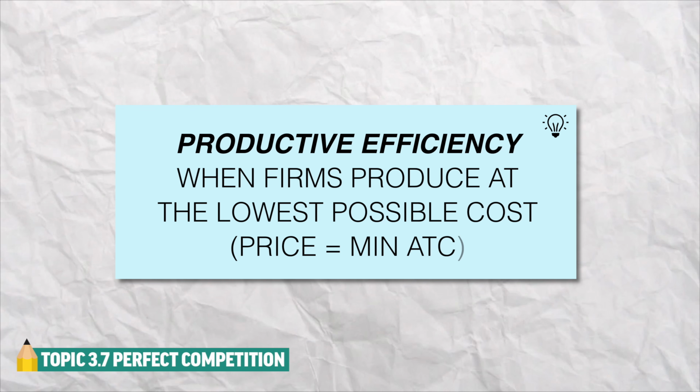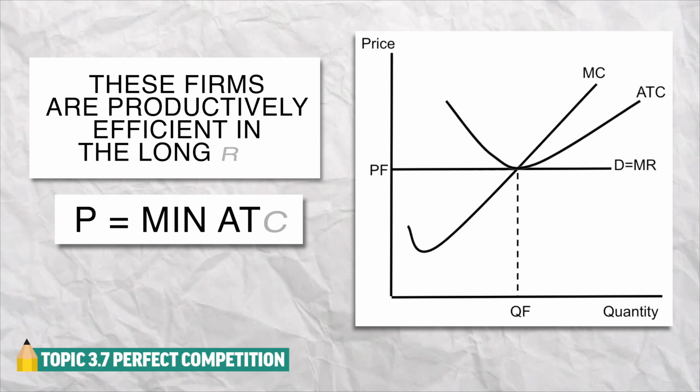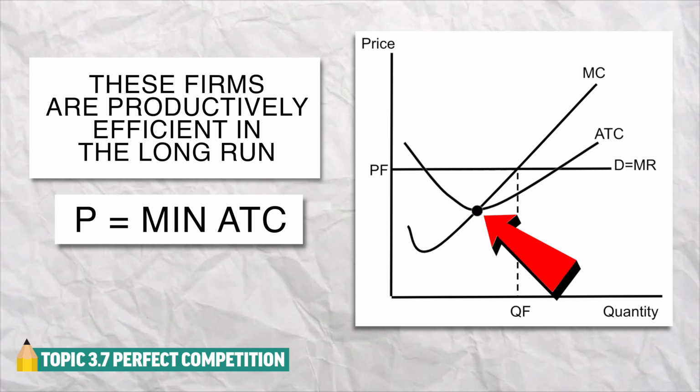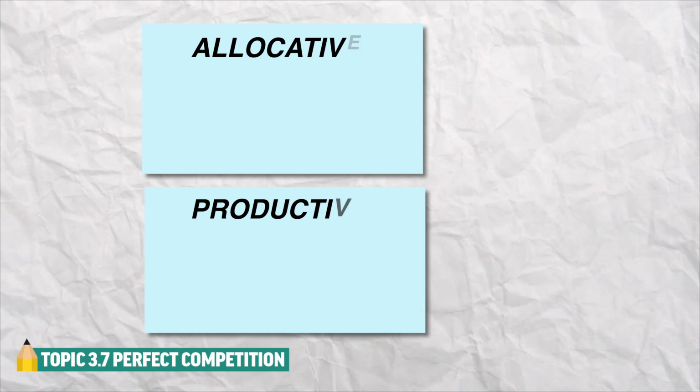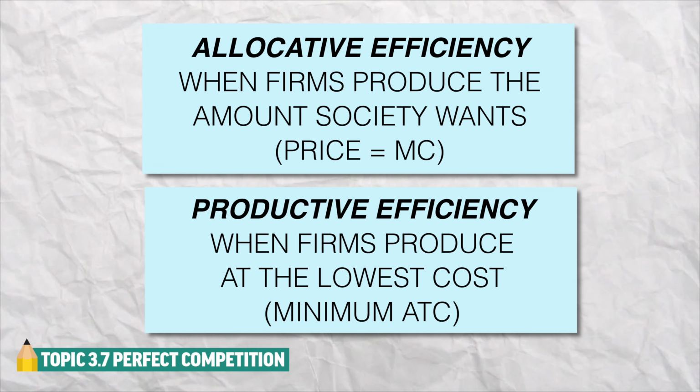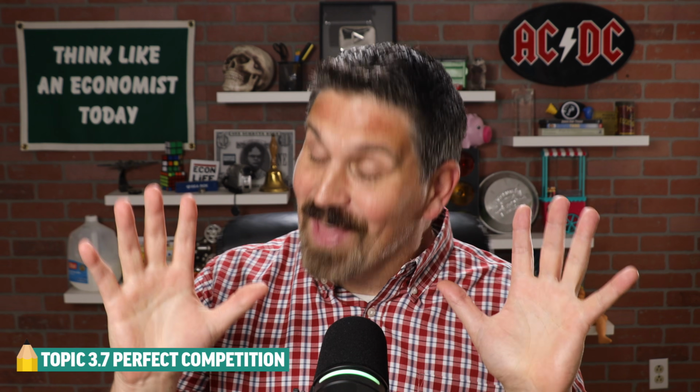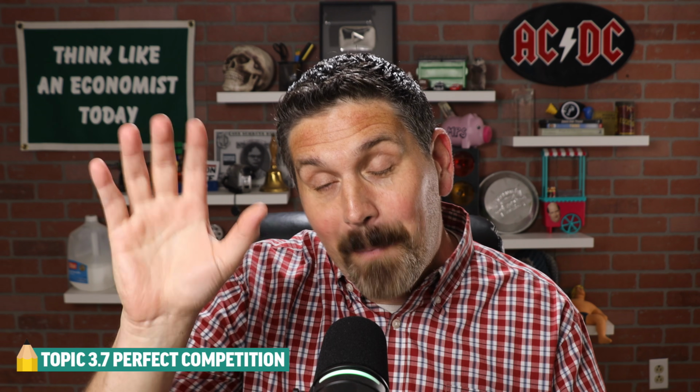The second thing we want is for firms to produce at the lowest possible cost. This is called productive efficiency. Perfectly competitive firms are productively efficient in the long run because they're producing at the lowest ATC, the minimum point of the average total cost curve. But they're not productively efficient in the short run when there's a profit or a loss. They're not producing at the minimum ATC. But the big takeaway here is that perfectly competitive firms have both types of efficiency in the long run.